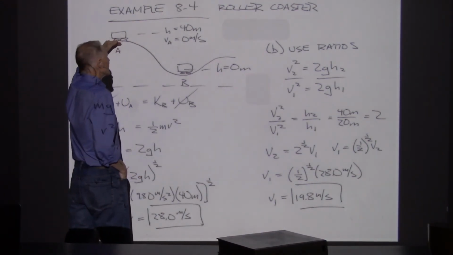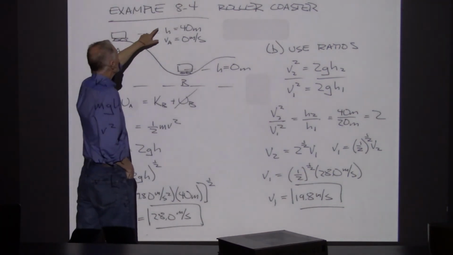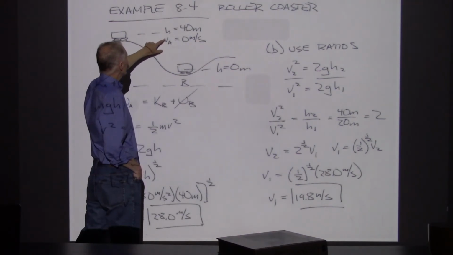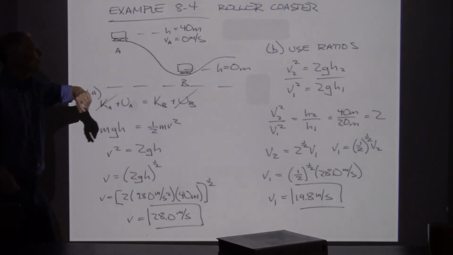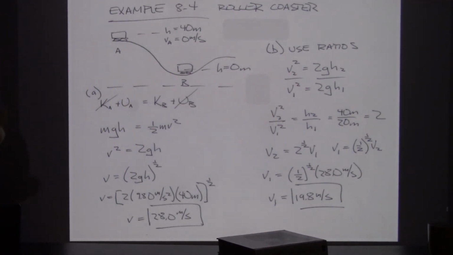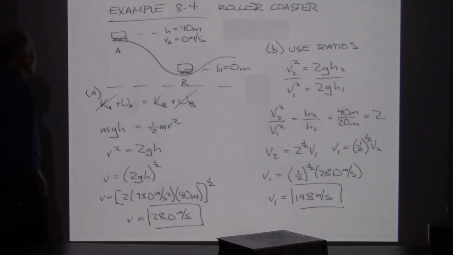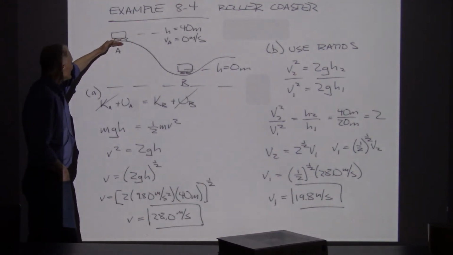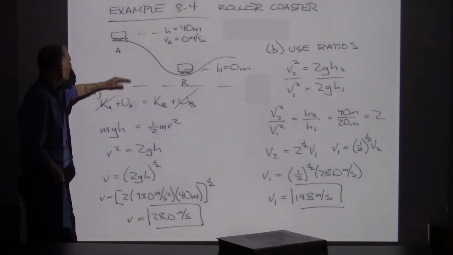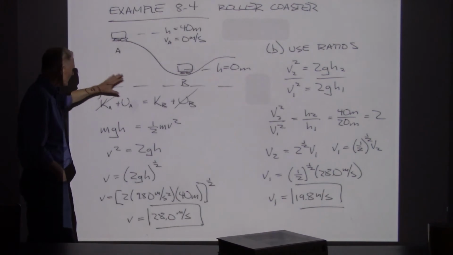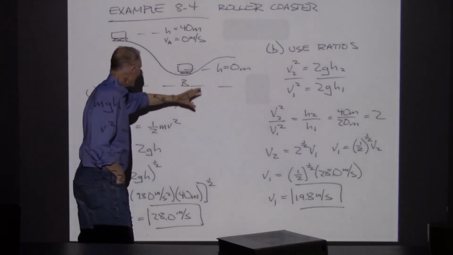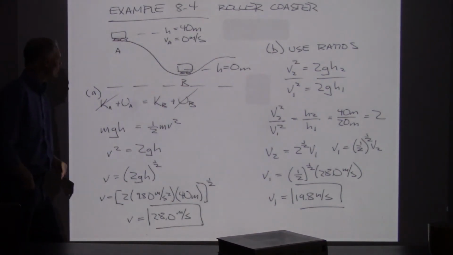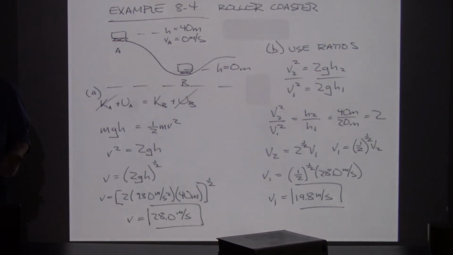At point A, what are the relevant numbers here? Well, point A starts at a height of 40 meters, and the object starts with a velocity of 0. That's the given information. What I can do using energy conservation is say if I add together the kinetic and potential energies at A, all the mechanical energy, and then if I add together the potential and kinetic energies at B, they're going to be the same thing.